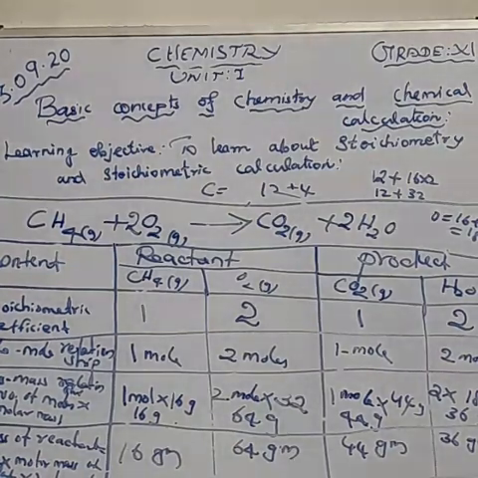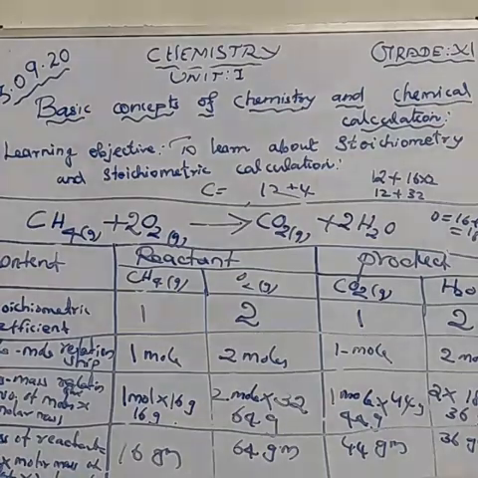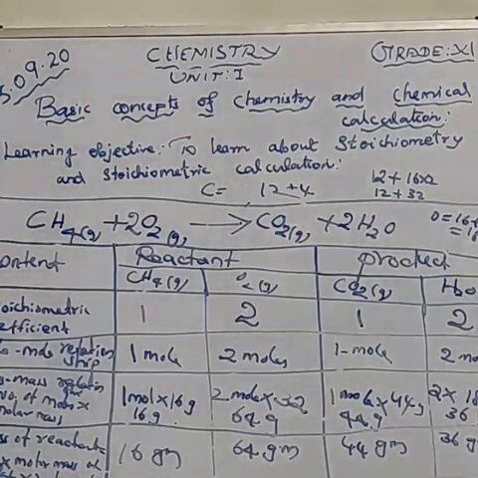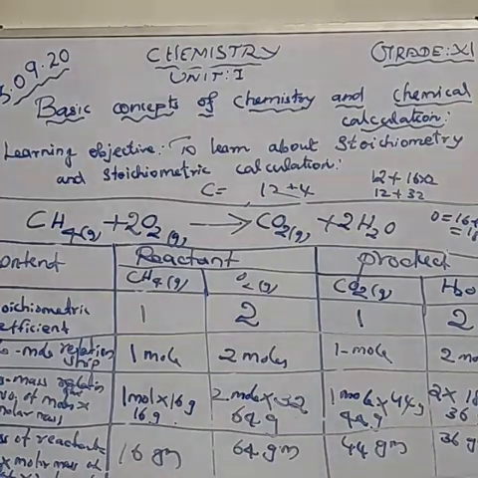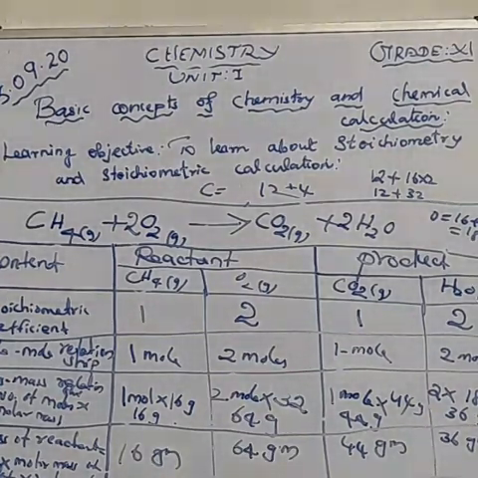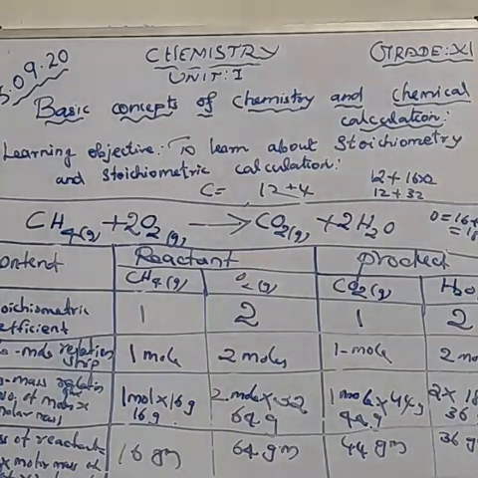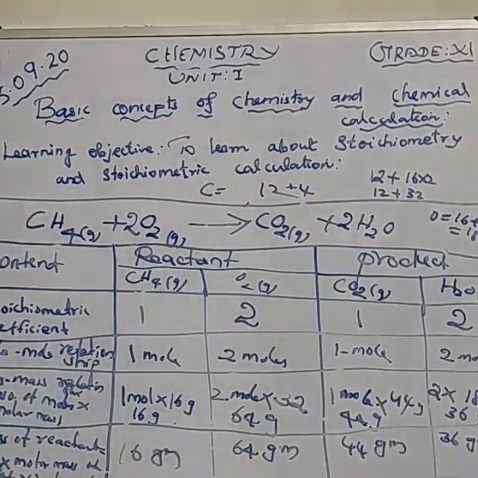Next one, volume relationship. Volume, I already told you about that. Volume should be taken as 22.4 liters. Am I right? So the number of moles is 1 into 22.4 liters. What's the answer? 22.4 liters.